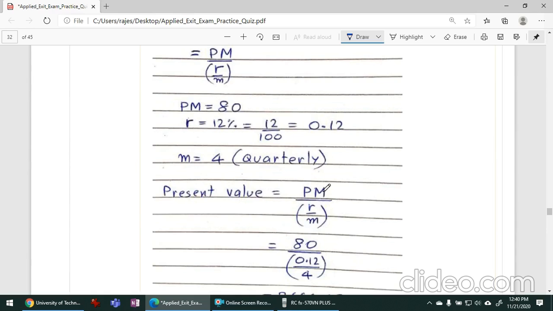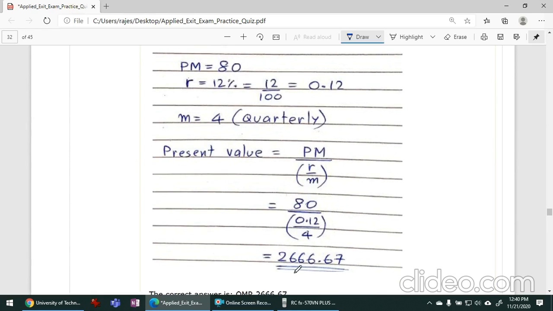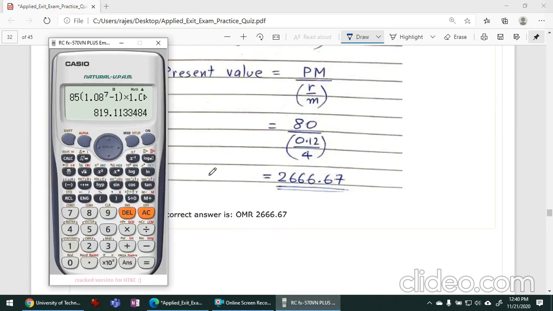So what is the present value? PM by R by M. What is PM? 80, divided by R, which is 0.12 by 4. So you will use the calculator. 80 divided by bracket 0.12 by 4, close bracket. Answer is 8000 by 3. You will get 2,666.6666. This small bracket means 0.6666. That's why you are correcting it to 67. So 2,666.67.